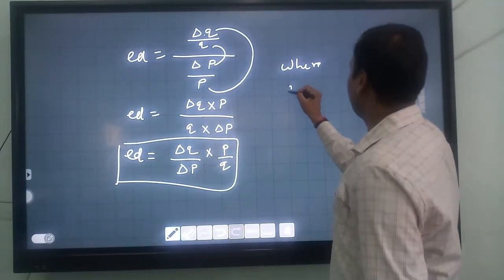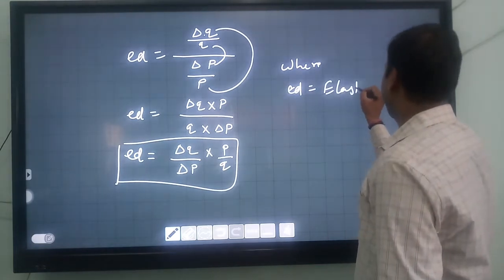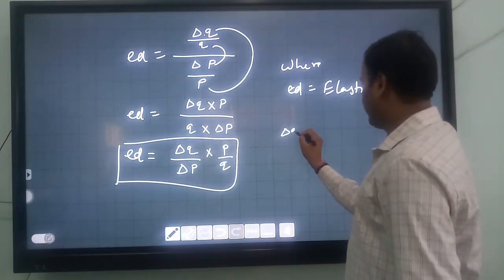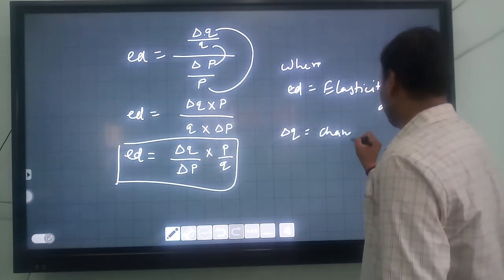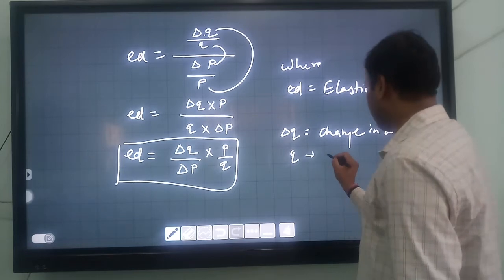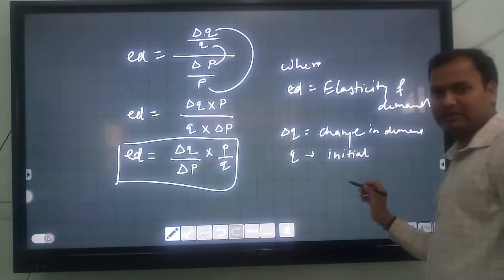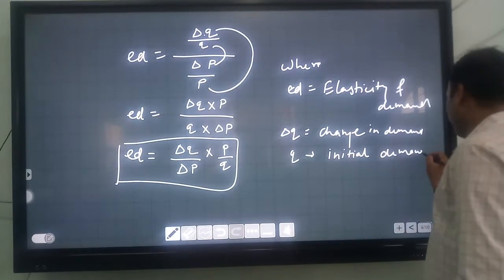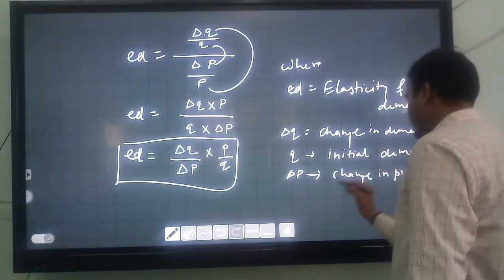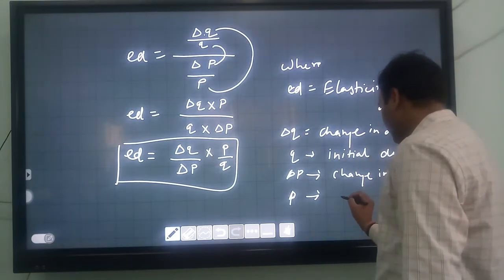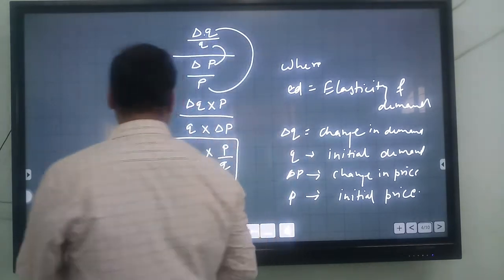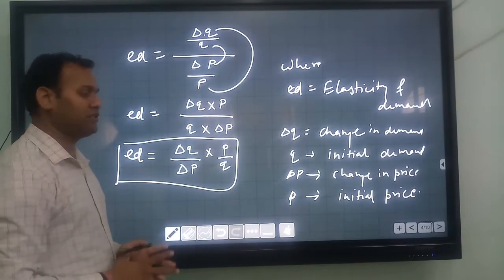So this is the formula of elasticity of demand, E_d is equal to delta Q upon delta P into P upon Q, where E_d is the elasticity of demand, delta Q is the change in demand, Q is the initial or original demand, delta P is the change in price, and P is the initial price. This is the formula of elasticity of demand by the percentage method.